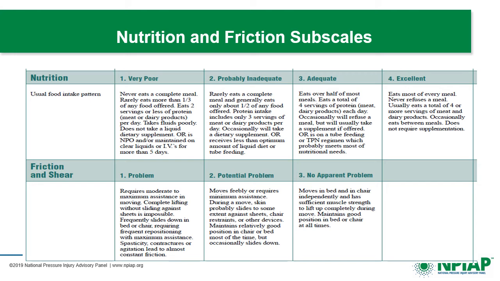The person with potential problems moves a bit on their own, requires some assistance, so they're not constantly sliding down, but they're not as agitated as the first group. And then the person with no apparent problem, they move independently. They don't scoot across the bed. When you put them in a chair, they remain erect in the chair. They remain in a good position in bed. So those are the 6 subscales of Braden, and we will be asking you clinically to evaluate your patient on all of those scales.